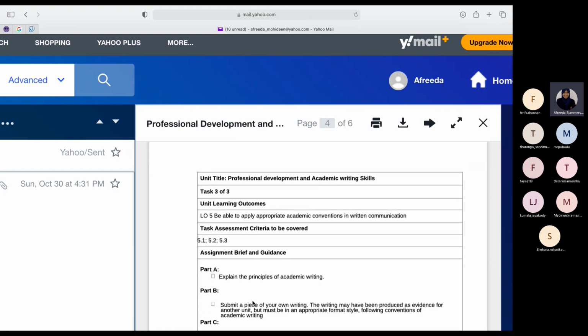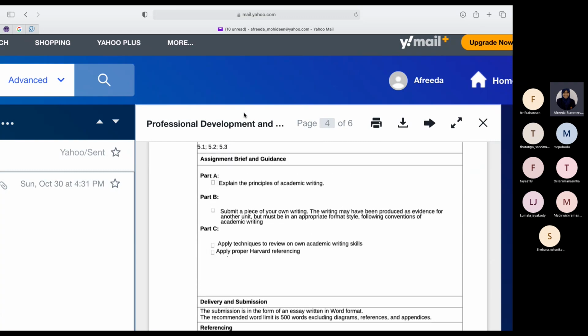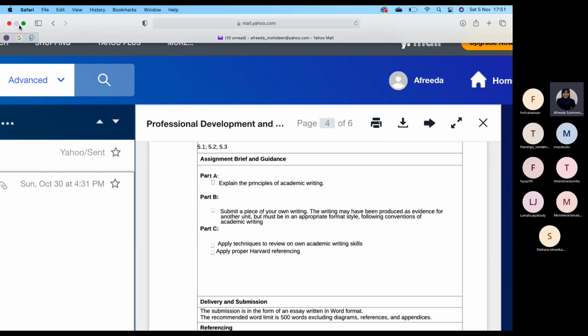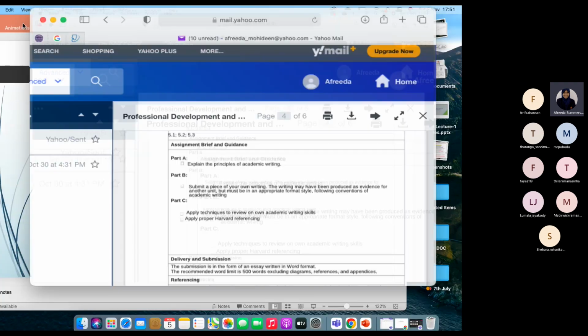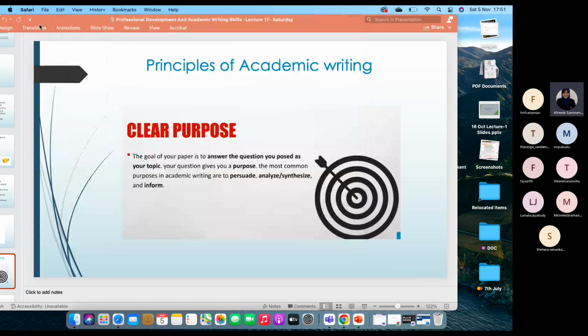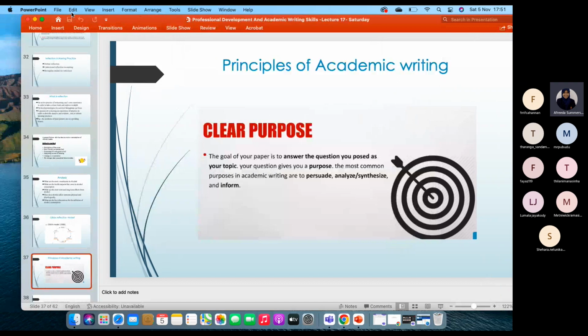So now see, this is your learning outcome task 3 of 3. This will be your final topic assignment for my subject, right? That is to be able to apply appropriate academic conventions in written communication. So you have 3 parts, part A, part B, and part C. So part A, they are asking you to explain the principles of academic writing, right? So before we go to that, I will just show you all here.